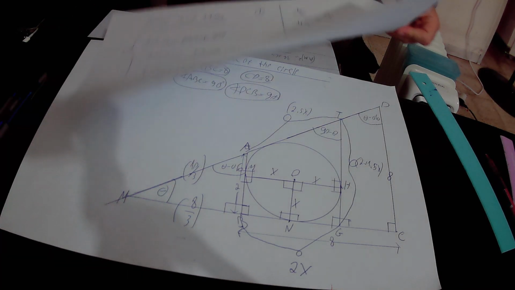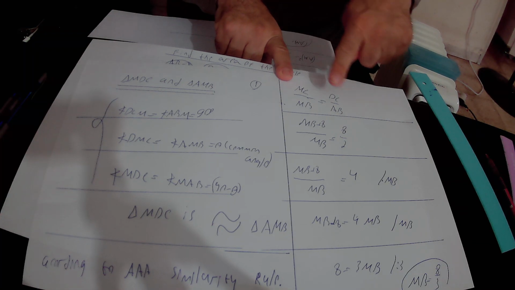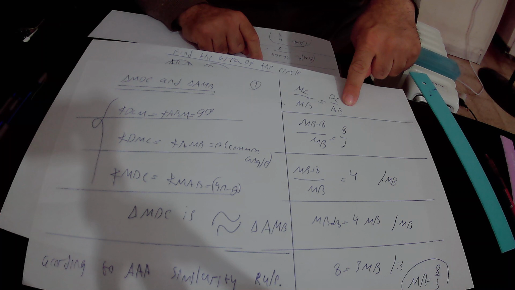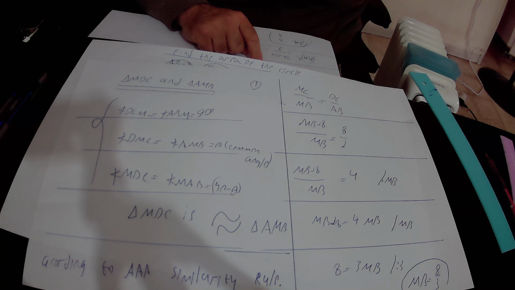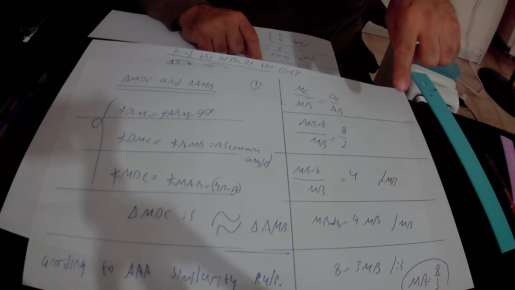So here, (MB plus 8) over MB is equal to DC over AB. DC is 8, AB is 2, so this is 8 over 2. 8 over 2 is 4, so (MB plus 8) over MB equals 4. We multiply this equation by MB, and finally we found that 4 times MB equals MB plus 8.